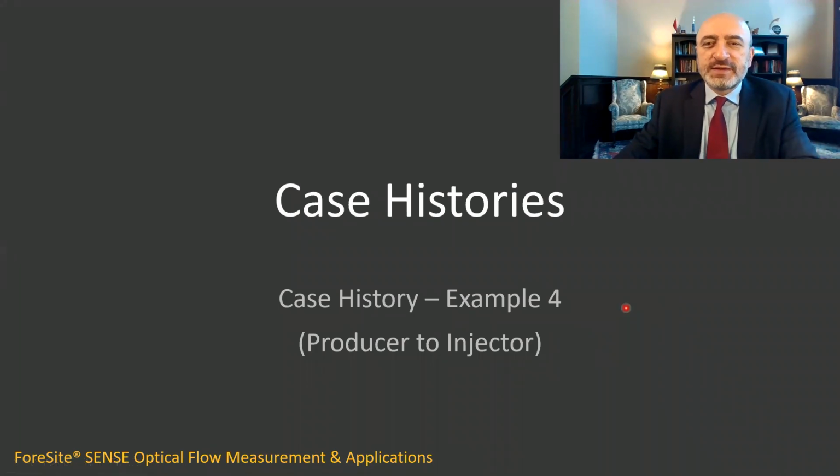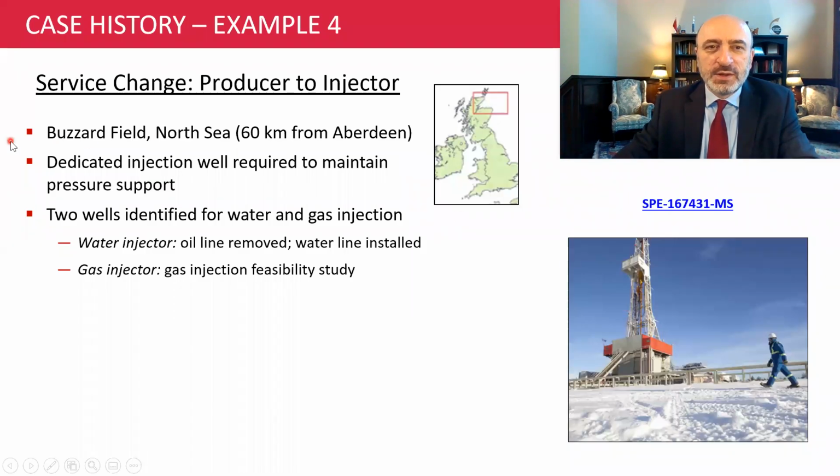We now discuss case history number 4, a conversion from a producer well to an injector well. Example 4 is from the Buzzard field in the North Sea region. At some point, a dedicated injection well was required to maintain the pressure support for the Buzzard field. And the operator identified 2 wells for water and gas injection.